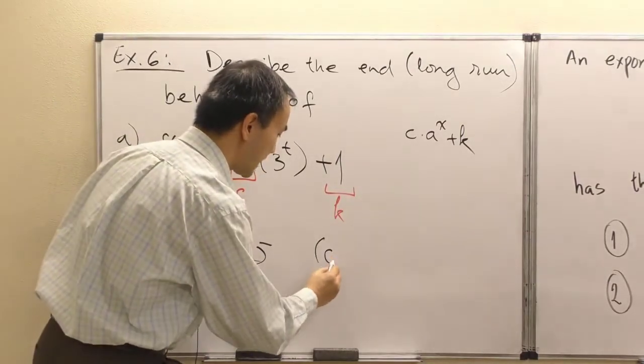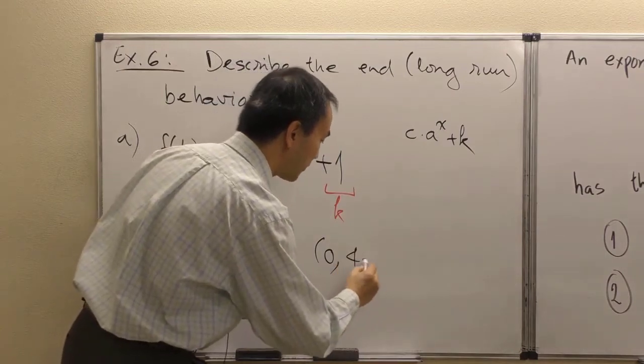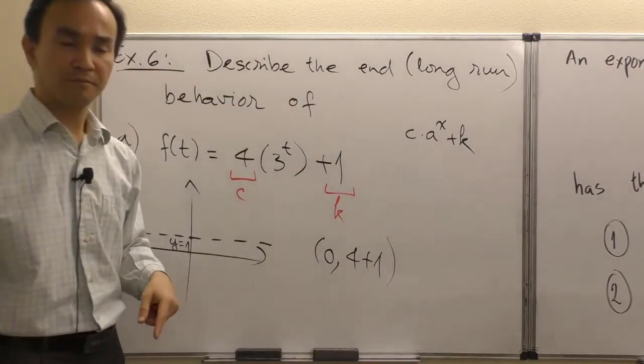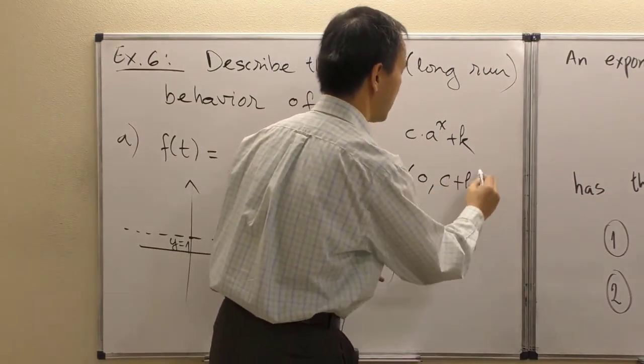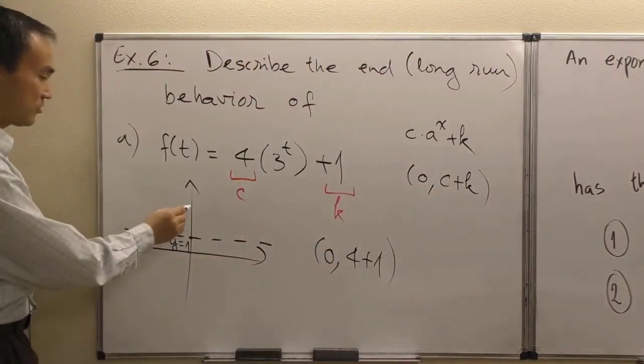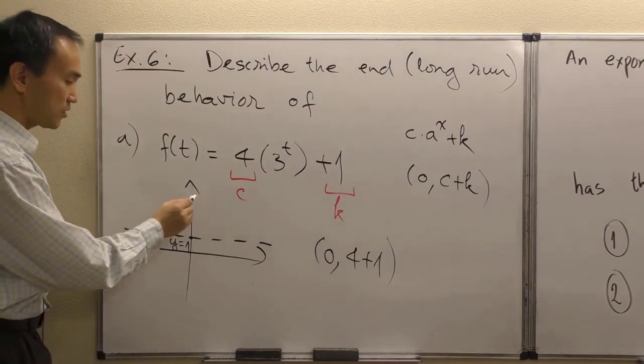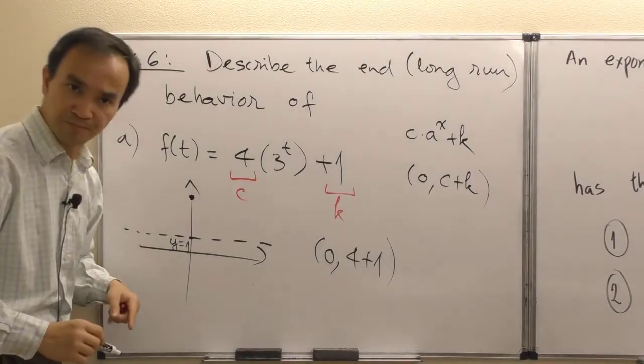The y-intercept has to be at (0, 4 plus 1). The y-intercept is (0, c plus k). So it has to be up here somewhere. 4 plus 1 is a 5. I'm off scale already, but it's okay.